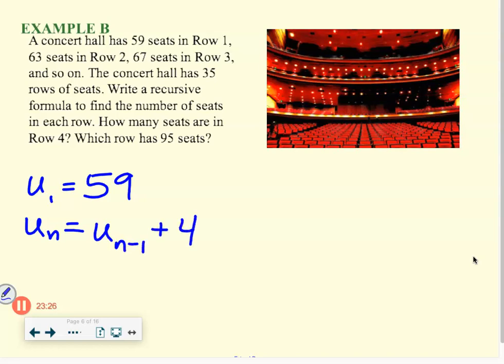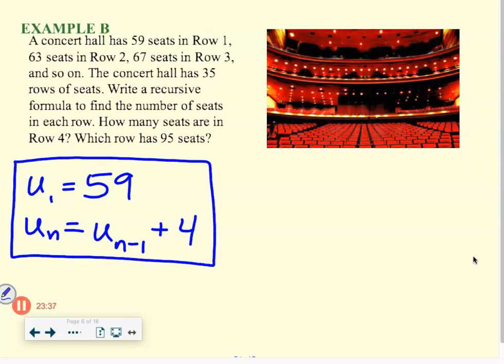Is that what every group got? If I ask you for the recursive rule or the recursive formula, it has to have both of these. It can't just have this. Why can't it just have this? Let's pretend that I didn't give you that. And I said, all right, this is my rule for my sequence. Tell me the terms. What's the first term?